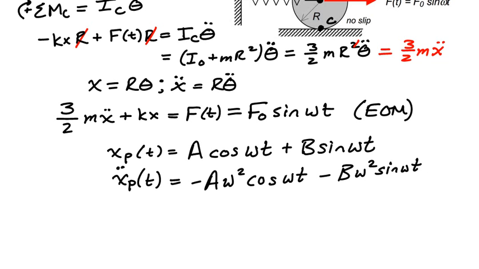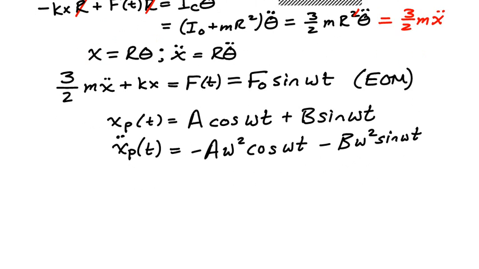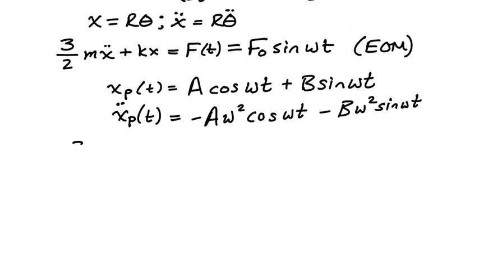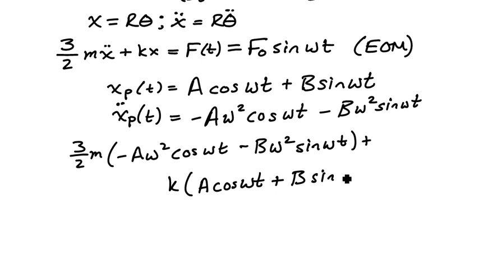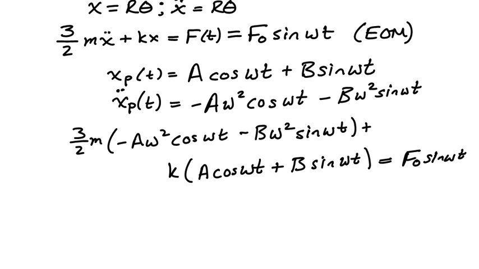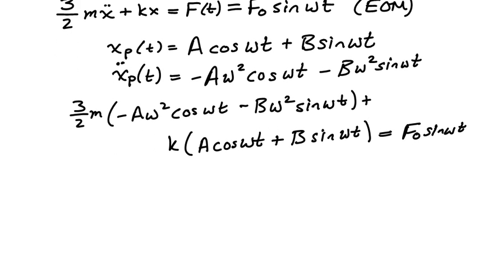If I take both of these results and plug them back into the equation of motion, I'll get something kind of tidy. Namely, I'll get that 3/2 times m times minus a omega squared times the cosine of omega t minus b times omega squared times the sine of omega t, plus k times, in this case, a times the cosine of omega t plus b times the sine of omega t, will equal f naught times the sine of omega t.